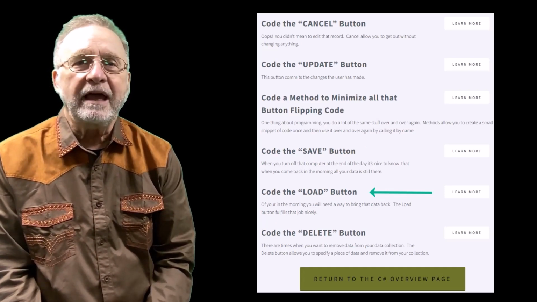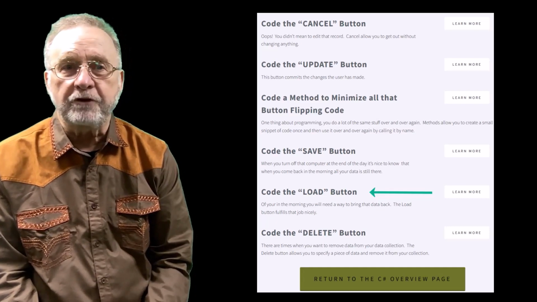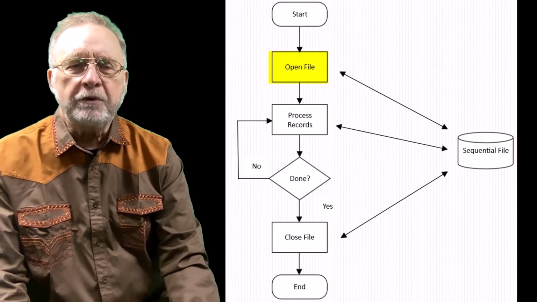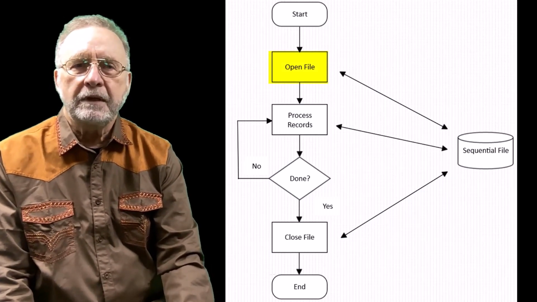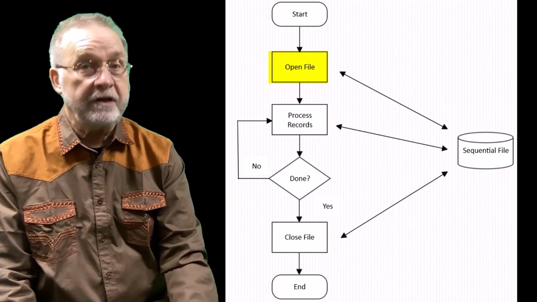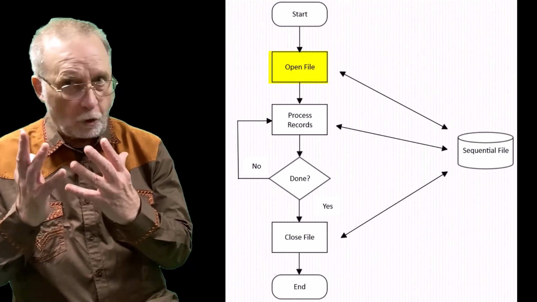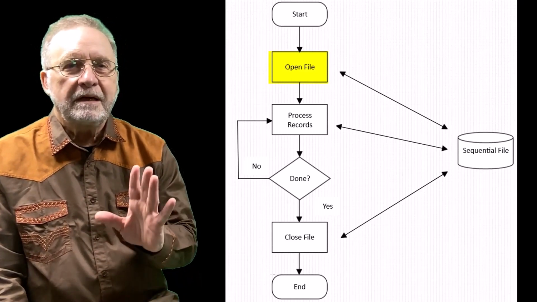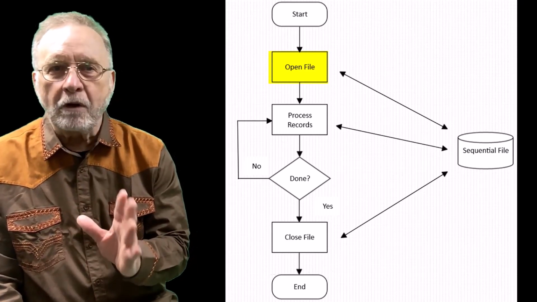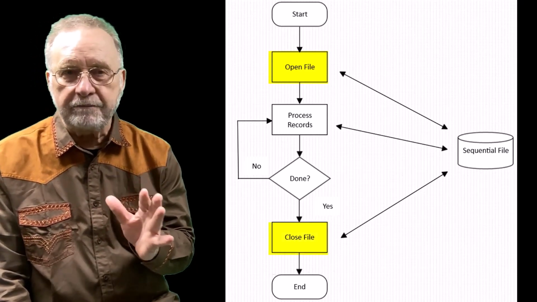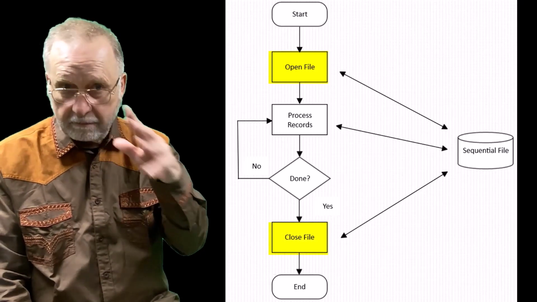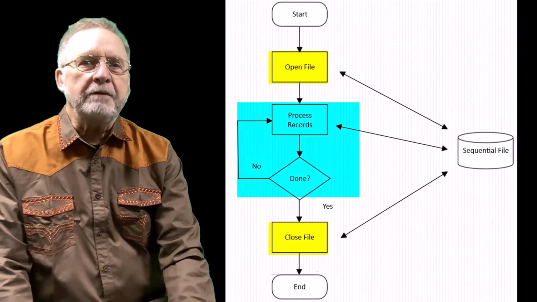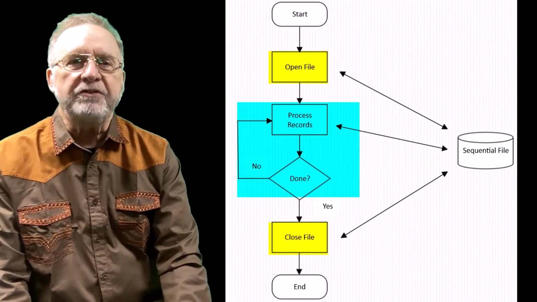Let's take a look at that file processing flowchart we used in the last video. Just like in the save routine, we need to open a file. This time we'll tell the computer to open the file for input. Last time we just opened the file for output. And just like the save routine, when we're all done processing, we want to close the file. So it's that open, that close, stuff in the middle type thing. That keeps it protected. The middle part, where we do all the processing, is what's different.